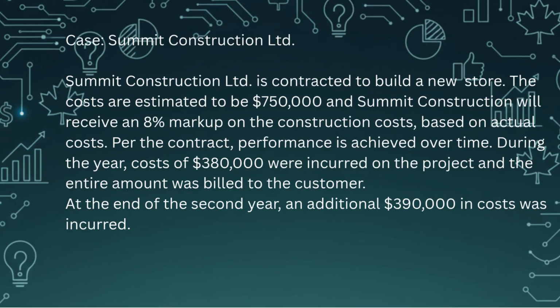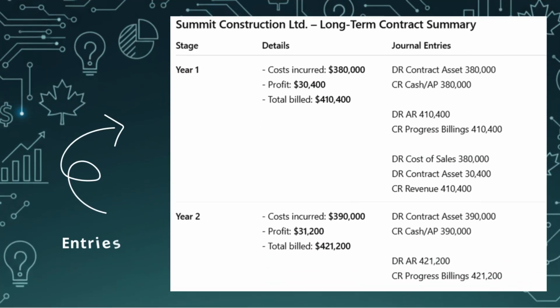In year one, costs of $380,000 are incurred. Summit bills the customer for costs plus profit, $380,000 plus $30,400. The journal entries would look like this: record costs, debit contract asset $380,000, credit cash or accounts payable. Record billings, debit accounts receivable $410,400, credit progress billings. Recognize revenue, debit cost of sales $380,000, debit contract asset $30,400, credit revenue $410,400.